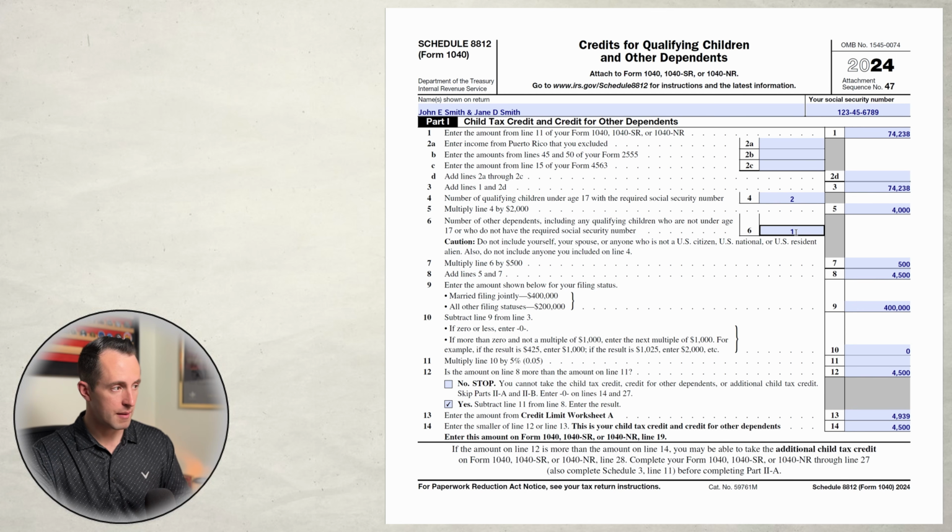Then we're going to take this number in line 6, multiply it by 500, and that's going to give us 500 in line 7. Going down to line 8, we're just going to be adding up lines 5 and 7, which is going to give us 4,500. And then we're going to go into line 9.